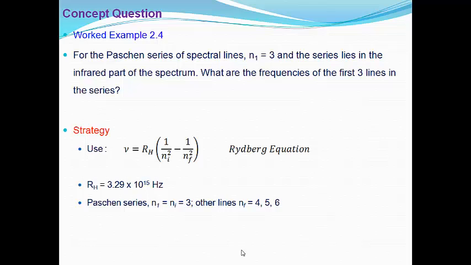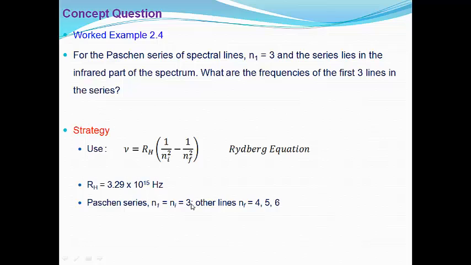We have to use the Rydberg equation, nu is equal to R_H times (1 over n_i squared minus 1 over n_f squared). If we are going to use this equation, we know that R_H is equal to 3.299 times 10 to the 15 Hertz, and not the R_H which is in joules. Now, what do we know about the Paschen series? Well, we know that the lowest quantum number in this is going to be equal to 3, and therefore n1 is equal to 3.